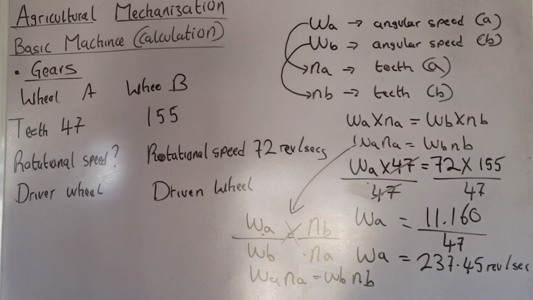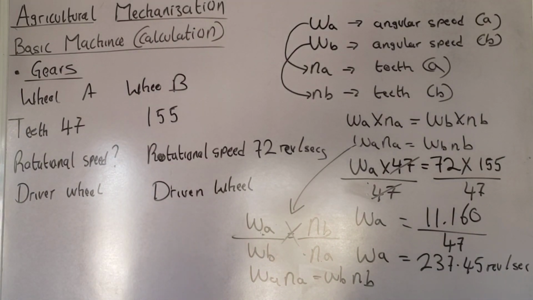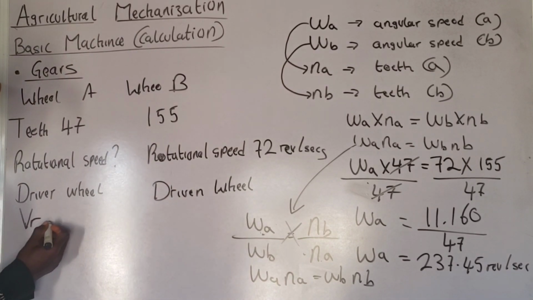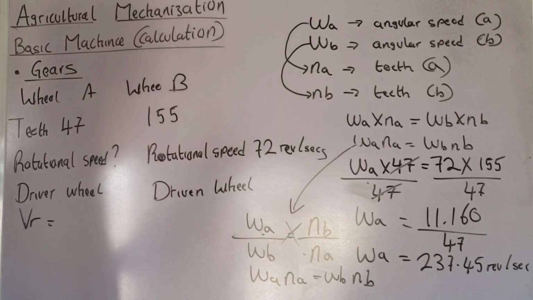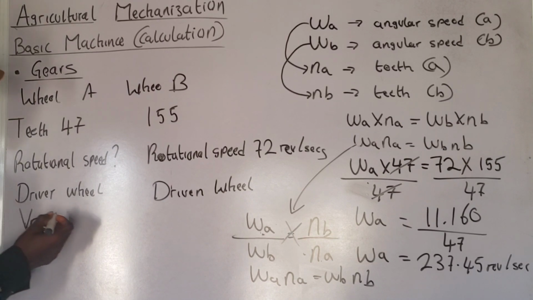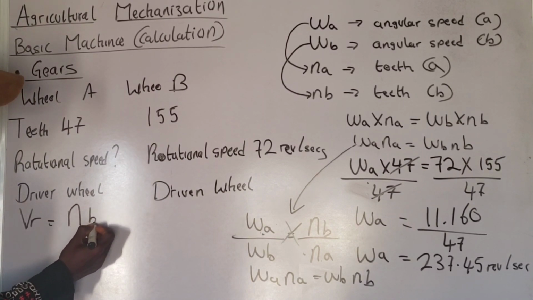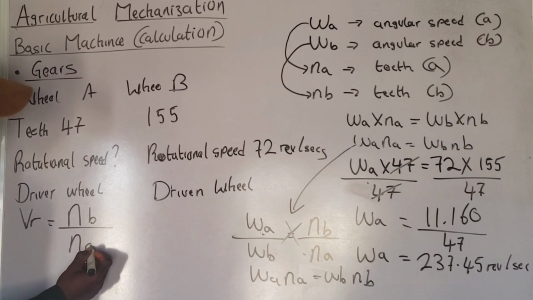You surely understand. Now, how do we determine the velocity ratio? We've been given additional information that wheel B is the driving wheel. What is the velocity ratio? Now, the formula for velocity ratio for two intermeshing gears is this: VR, the velocity ratio, equals the number of teeth of the driven wheel. You understand? VR, velocity ratio, equals the number of teeth of the driven wheel all over the number of teeth of the driver wheel. You understand?